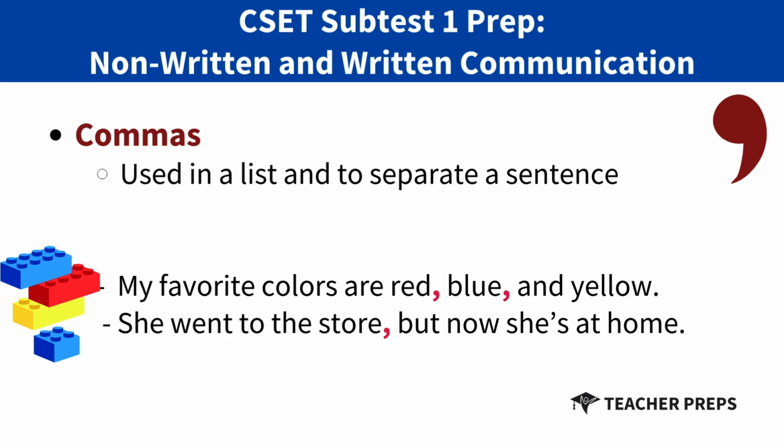Next, we have commas. These are used in a list and to separate sentences, such as, my favorite colors are red, blue, and yellow. And she went to the store, but now she's, apostrophe S, at home. She is, apostrophe S, at home. We've got commas. There we go.